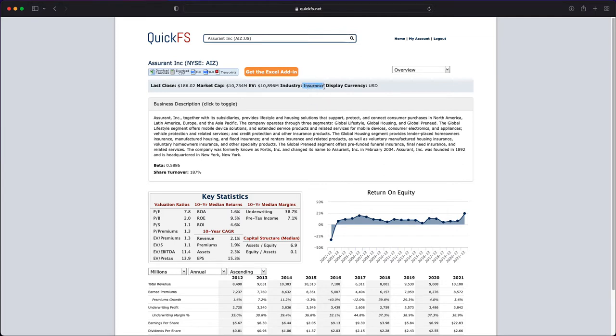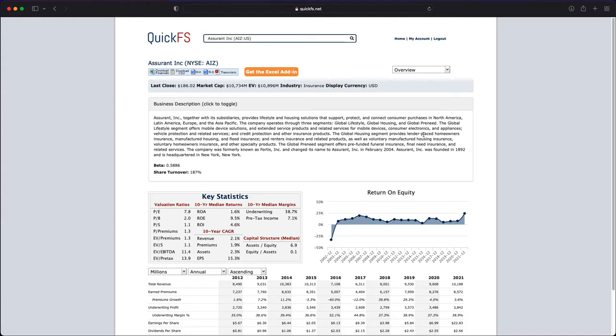This is in the insurance industry. Insurance companies are kind of interesting, so let's see what they do. They provide lifestyle and housing solutions that provide, support, protect, and connect consumer purchases in North America. So they have global lifestyle, global housing, global pre-need. What does that mean? Lifestyle offers mobile device, extended service products, related services for mobile devices, consumer electronics, appliances. That sounds like a good business to me.